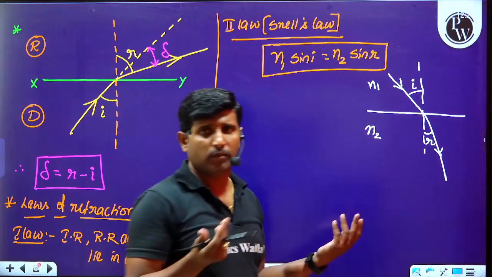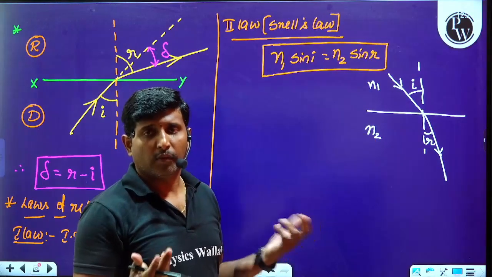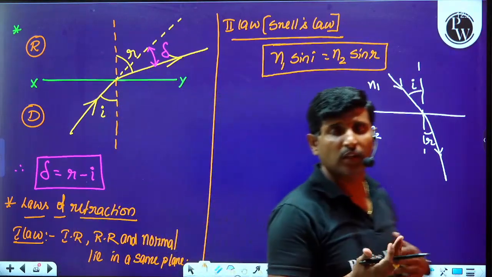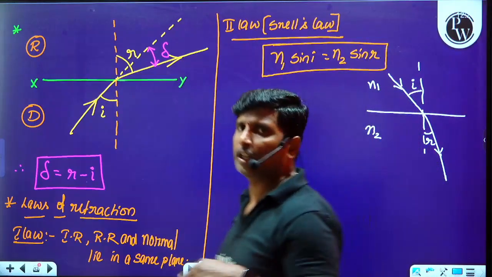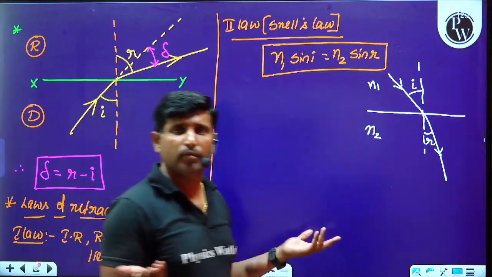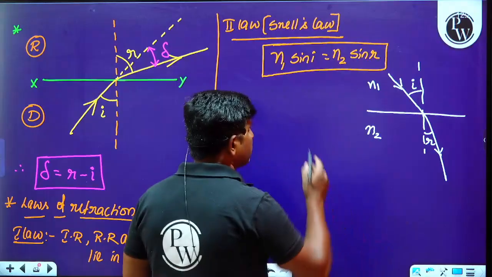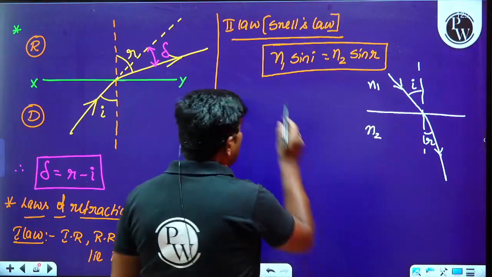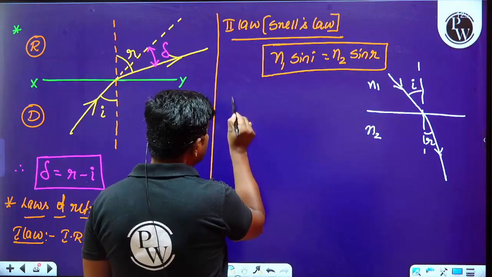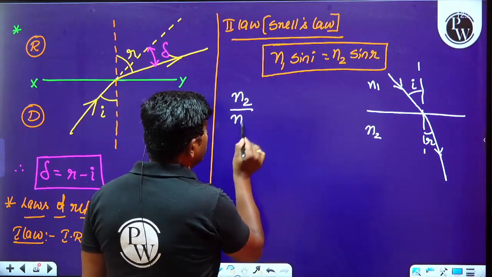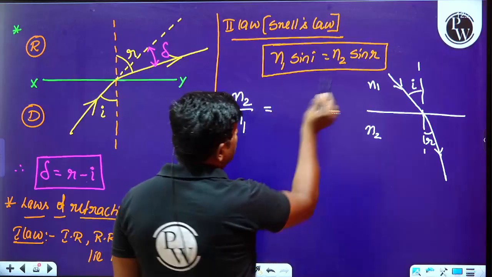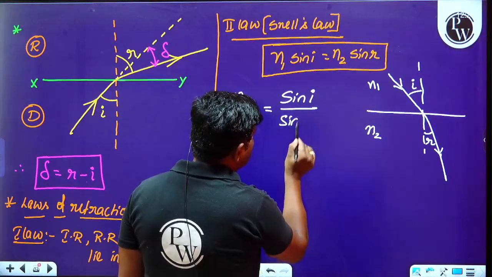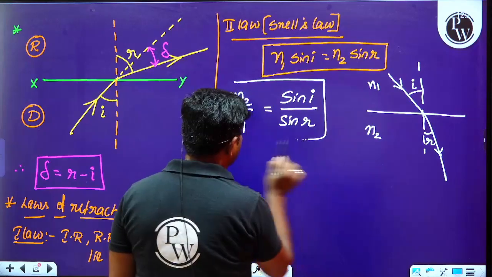So it depends on how the ray is traveling, from where to where. Either it is traveling from rarer to denser or denser to rarer. According to that, it bends towards the normal or away from the normal. We have to take care of that. So we can say N1 sin I equals N2 sin R. Otherwise, N2 divided by N1 equals sin I divided by sin R.